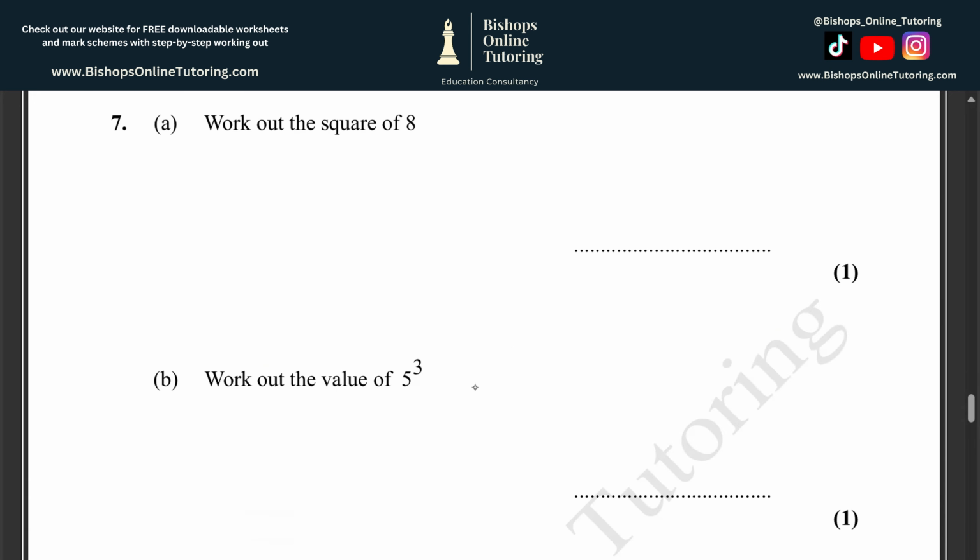Work out the square of 8. So 8 squared is equal to 8 times by 8, which is going to equal 64.